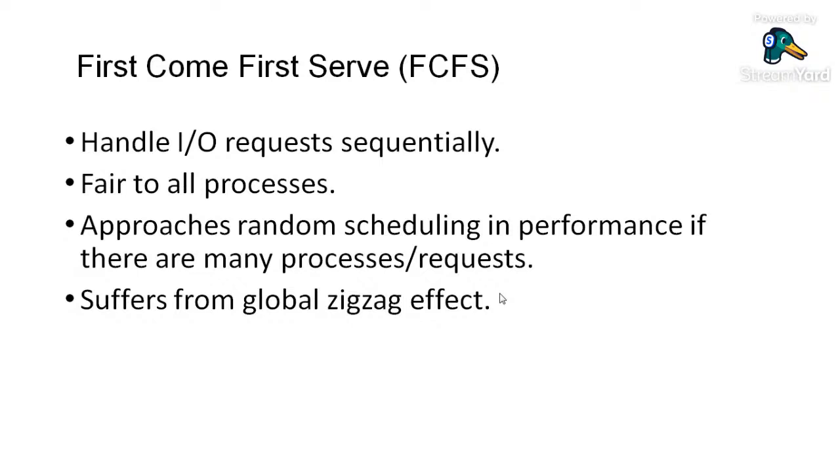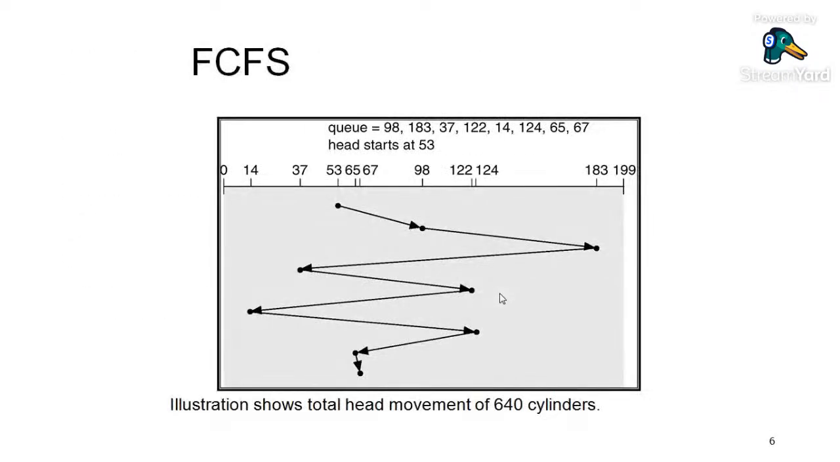So it suffers more as compared to other algorithms in a zigzag effect, and that's why when we go for comparison as far as optimization and better result is concerned, we are going to see which algorithm gives the better result. But as far as first come first serve is concerned, it suffers from the global zigzag effects. And one more thing, in first come first serve, it never takes the direction into the parameter.